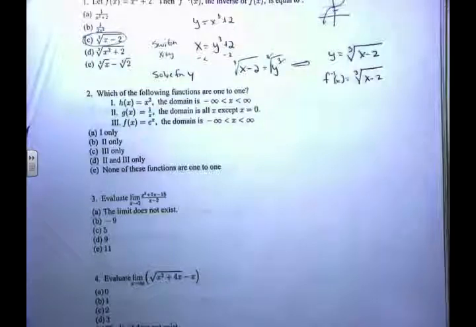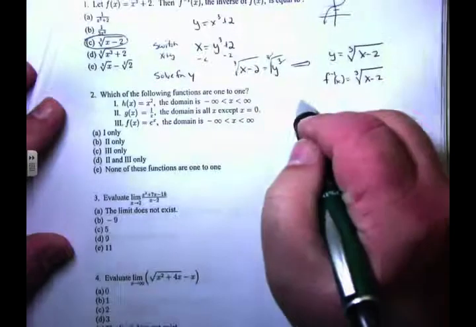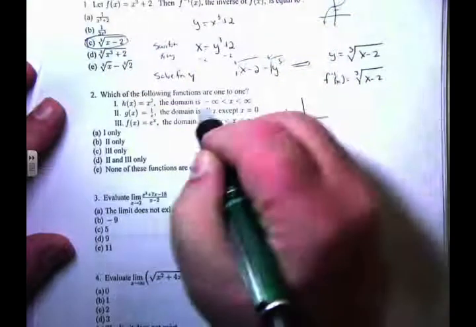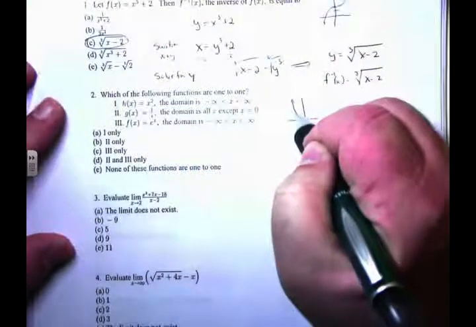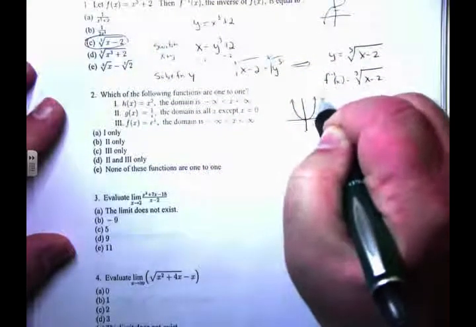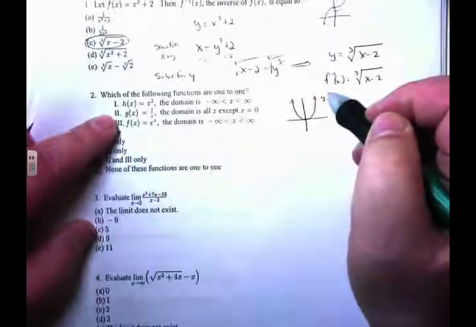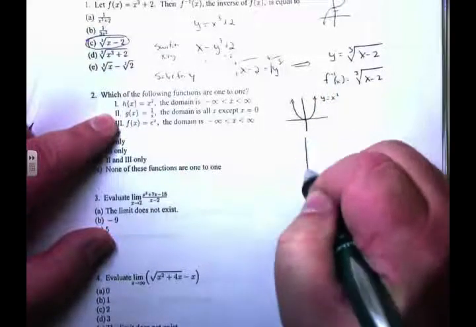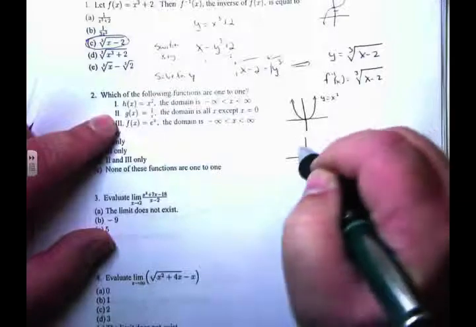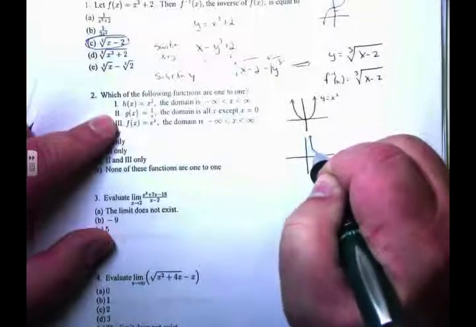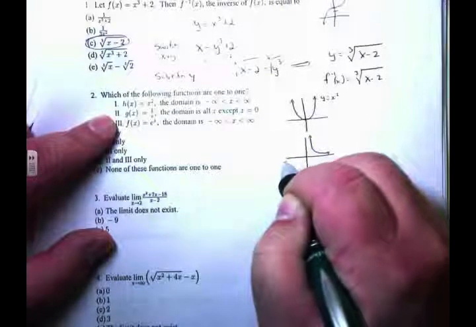You can do most of this if you need a calculator. Luckily, I do remember what x squared looks like. So x squared looks like this, from negative infinity to infinity. This is the graph of y equals x squared. The graph of 1 over x looks like this. 1 over x is that hyperbola.